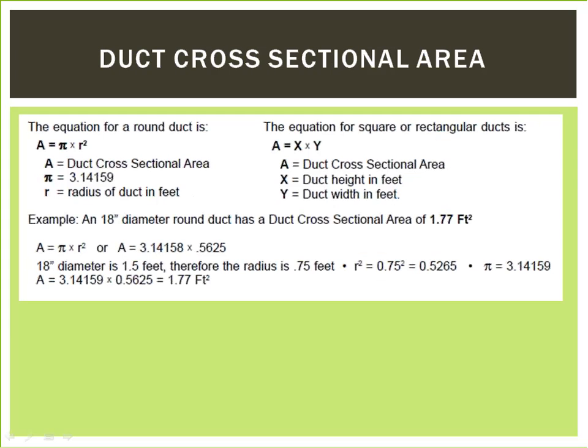After obtaining the flow velocity from the previous procedure, that figure is now multiplied by the duct cross-sectional area to determine the airflow in CFM. There are two different equations for determining the duct cross-sectional area. Both are shown on the screen, one for round ducts and one for square or rectangular ducts.